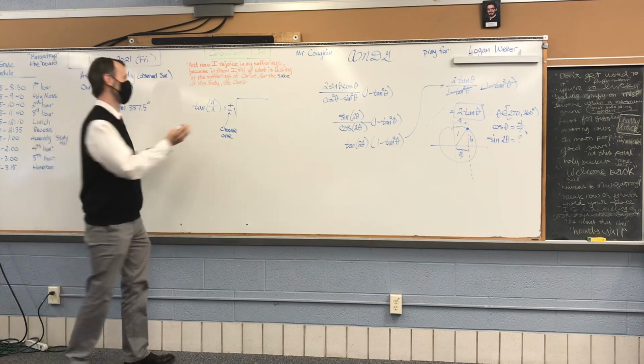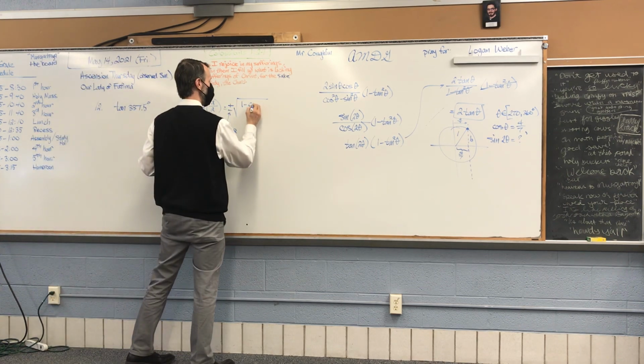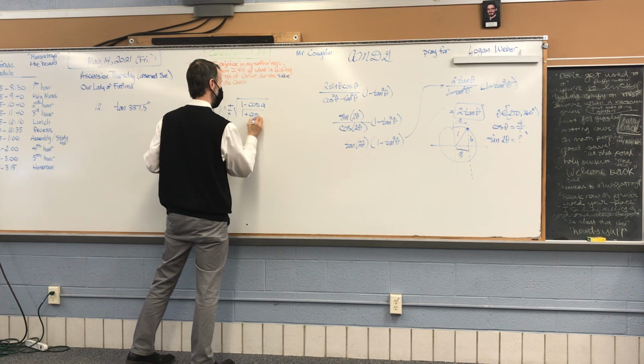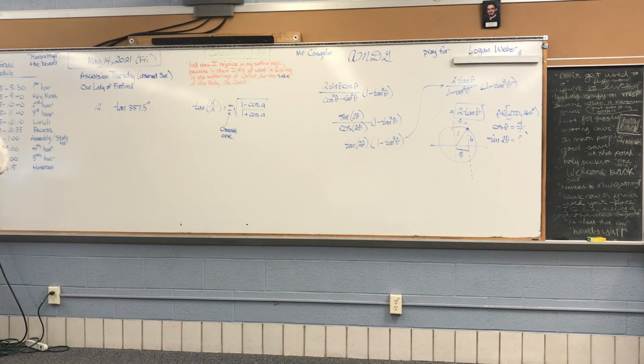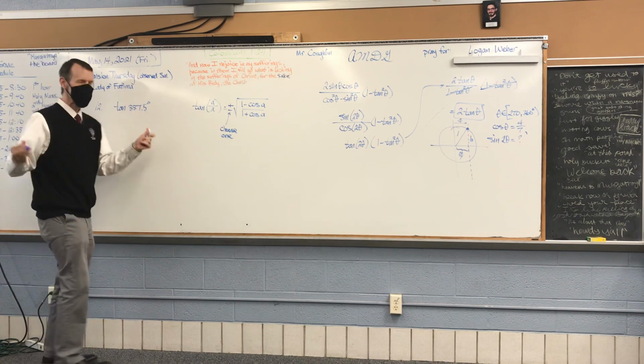Is it 1 minus cosine A over 1 plus cosine A? Yeah, 1 minus cosine of A over 1 plus cosine of A. And it completely depends where the angle is, whether you want it to be positive or negative. Okay, people with that? Make sure you keep it in mind.